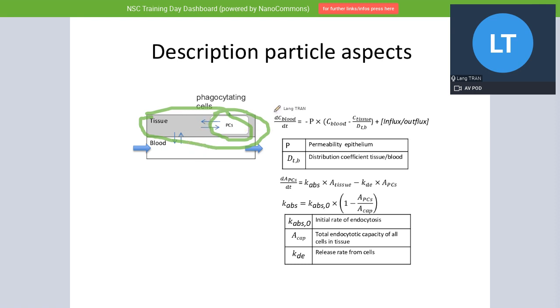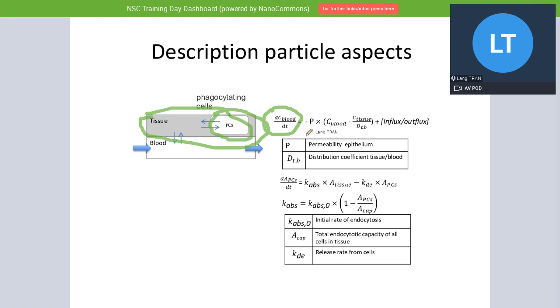So this is the equation, and on your left here, this is called the rate, okay? So this is how the concentration of particles in the blood changes over time, okay?